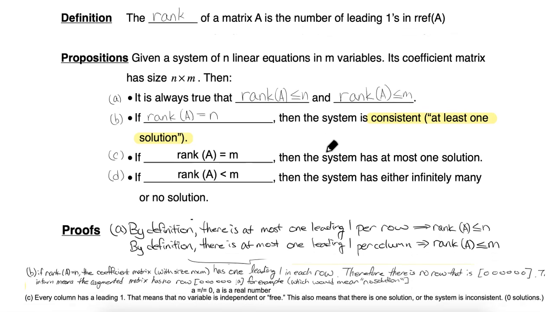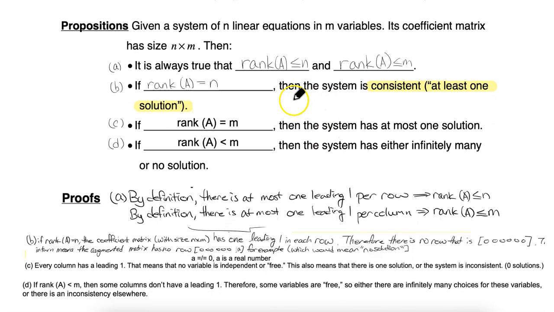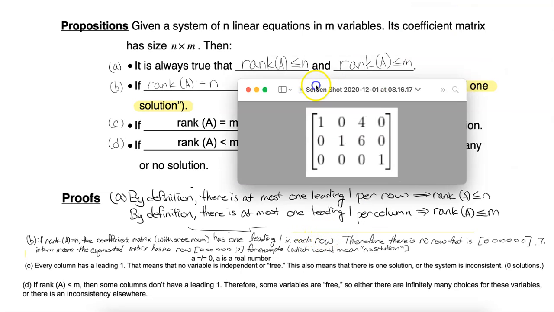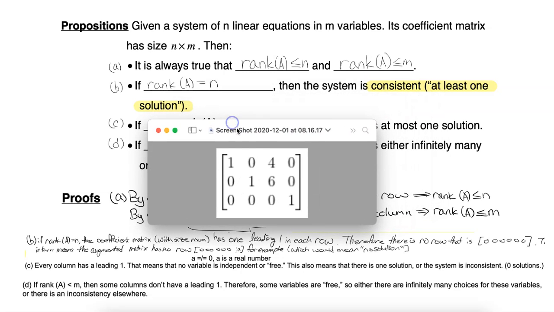So if the rank of A equals n, that means that every row has a leading 1. I can bring back the same example as before. In this example, n equals 3 because there are 3 rows, and we can see that the rank of A is also equal to 3. So we are indeed in the situation presented by proposition B.